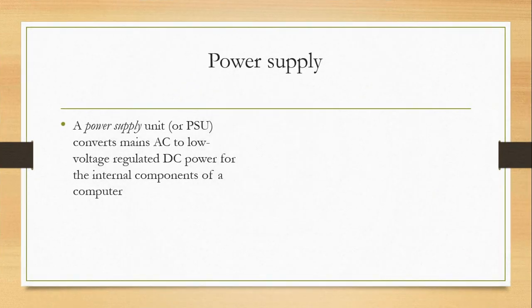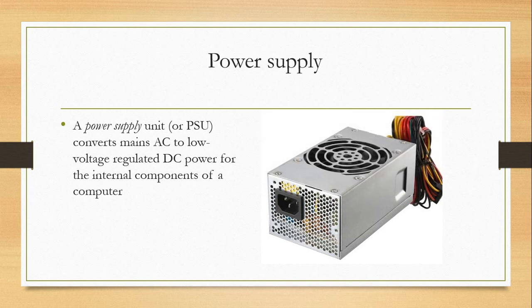Now we have the power supply, the power supply unit, or the PSU. It converts mains AC to low voltage regulated DC power for the intended components of the computer. So this is the power supply unit. You connect power over here to the socket, and the electricity enters, and this one regulates the electricity. So when the power comes in at that high voltage, we don't need that to make the computer work. It just gives 12 volts, 24 volts, and cools it, so that the computer will not be shocking.